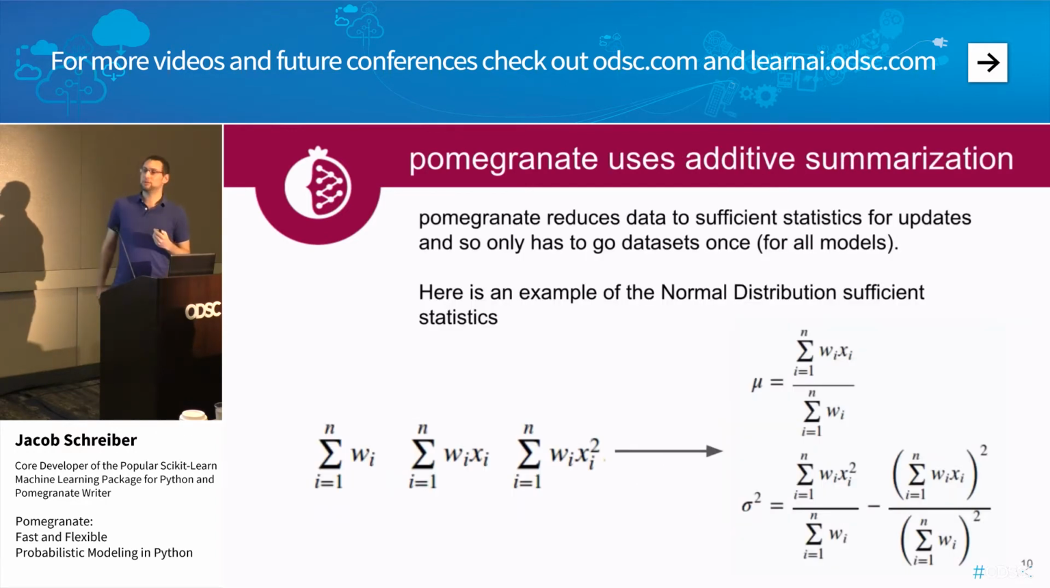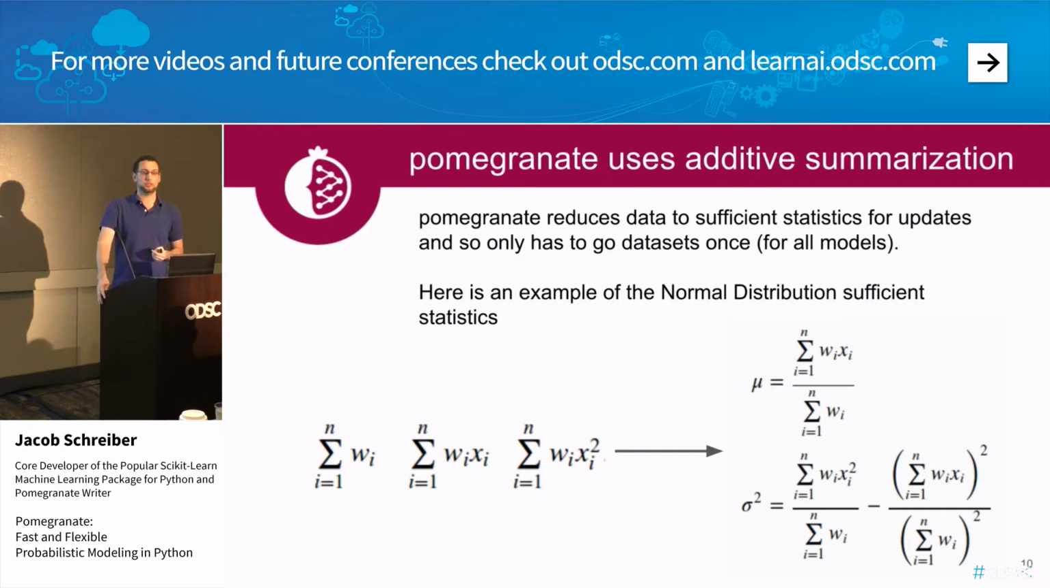One of the other reasons that Pomegranate is faster than NumPy is because it uses these additive summaries, these additive sufficient statistics in order to calculate updates to its parameters. For example, for a normal distribution, what we want to calculate is the mean and the variance. Instead of going through once and calculating the mean, and then going through again and calculating the variance, which also requires you to calculate the mean at the same time, you can calculate both at the same time. Here, if we only store the sum of the weights, the sum of the weighted points, and the sum of the weighted points squared, we can exactly recalculate the mean and the standard deviation.